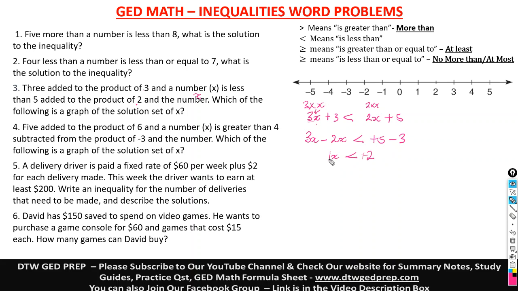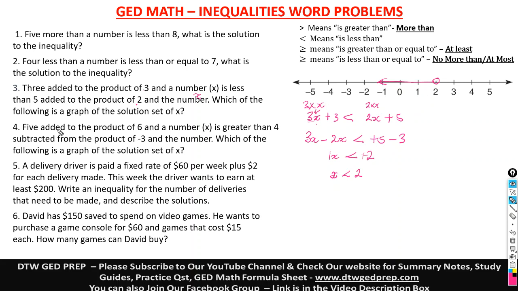Finally, in maths, you can't leave 1x. 1 times x is still x. So x is less than 2. And you can't leave the positive sign, because a number that stands alone like this is a positive number. Now, how do we also graph it? We have a positive here, so it goes this way. All right, x is less than 2.